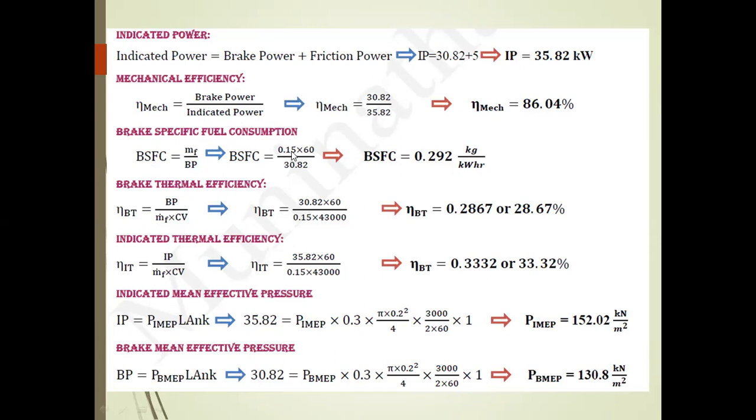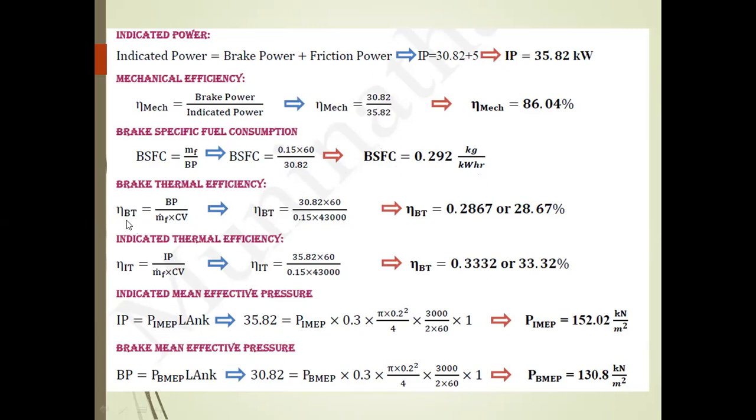So already we know the value of mass of the fuel is 0.15 into 60 divided by 30.82. So finally we get the brake specific fuel consumption is 0.292 kg per kilowatt hour. So next we can find out the brake thermal efficiency.